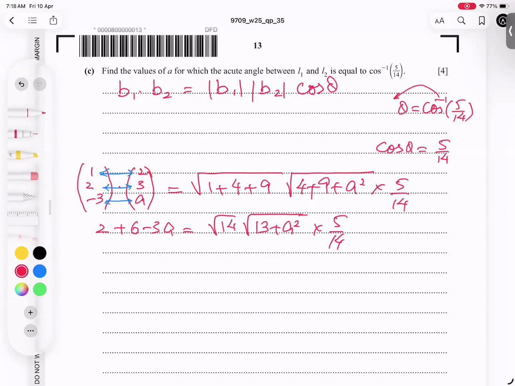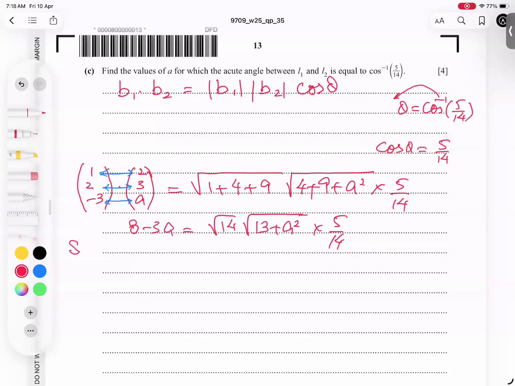This 14 I can multiply. First I can rearrange, so I got 8. I'm saving my time and just mentioning here 6 plus 2 is 8. After this, what I'm going to do, I can do squaring both sides.